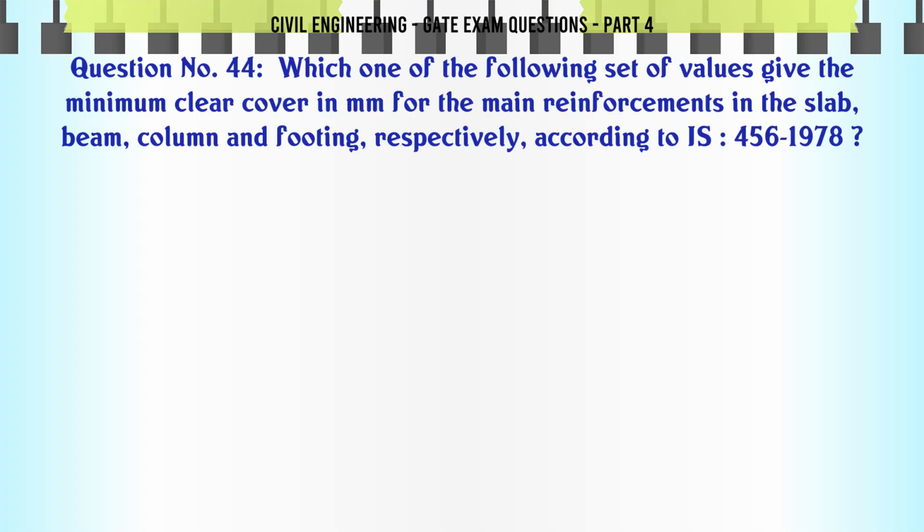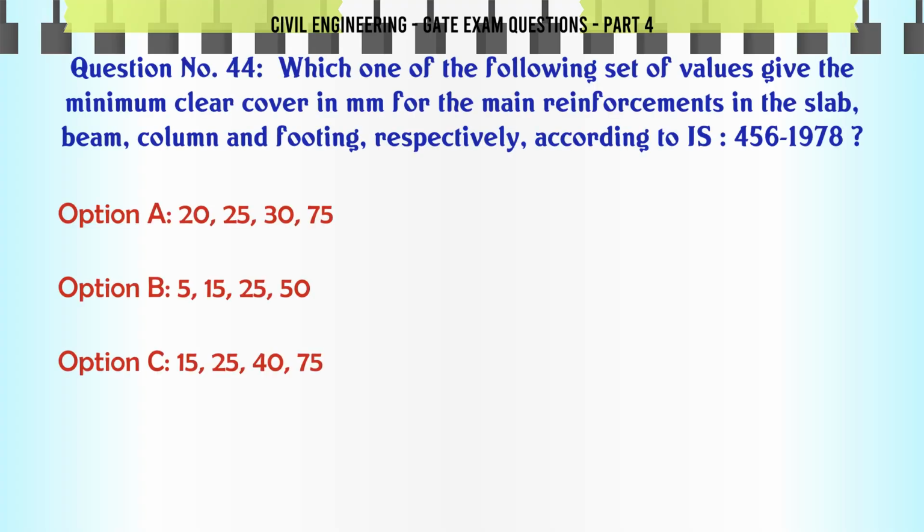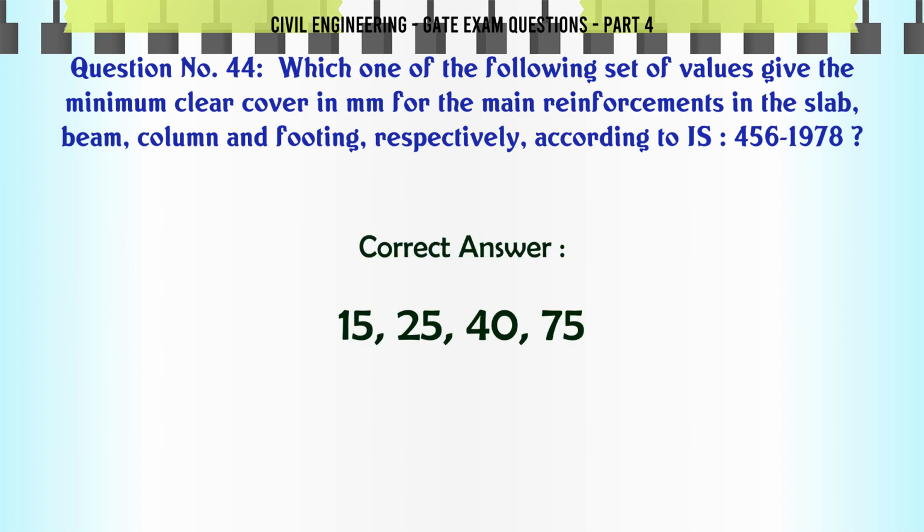Which one of the following sets of values gives the minimum clear cover in mm for the main reinforcements in the slab, beam, column and footing respectively according to IS 456-1978? A. 20, 25, 30, 75, B. 5, 15, 25, 50, C. 15, 25, 40, 75, D. none of the above. The correct answer is 15, 25, 40, 75.